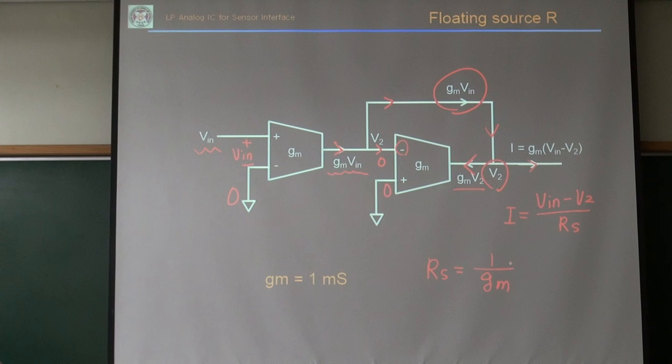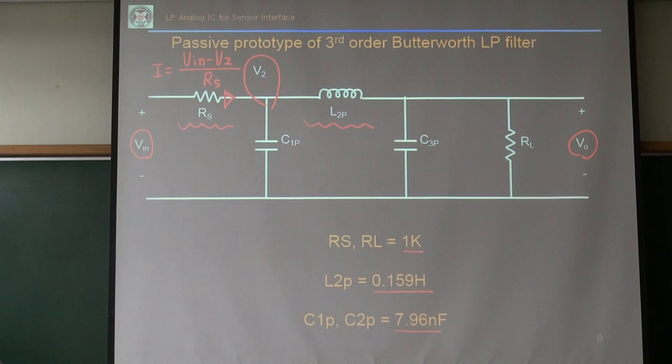So this GM must be 1 millisiemens, right? This is only 1 millisiemens, okay? Now, although there is a current of zero, this current is the desired current, right? Desired current flows in. So my transfer function is fine, okay? So here, I implemented this current correctly.